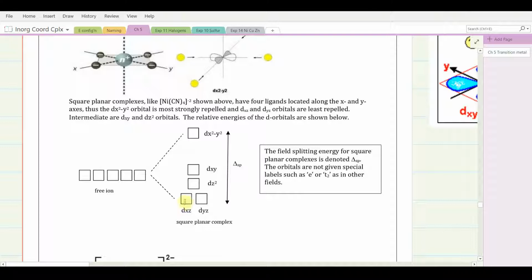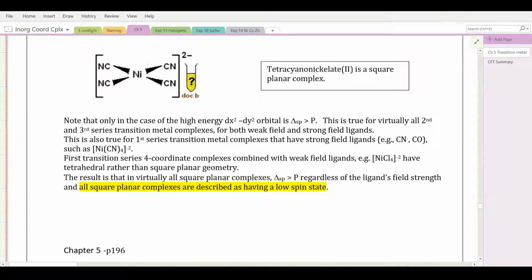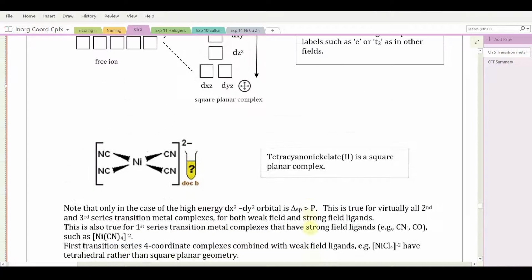So there is some splitting among the other 4 orbitals, but they're relatively close to each other in energy. And there is a relatively large energy gap between the dx squared minus y squared and all other d orbitals. So it turns out that the 4 lower ones are essentially, for our purposes, degenerate. The result is that in virtually all square planar complexes, the field splitting energy is very large.